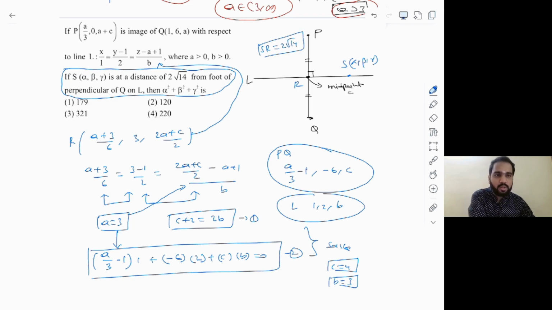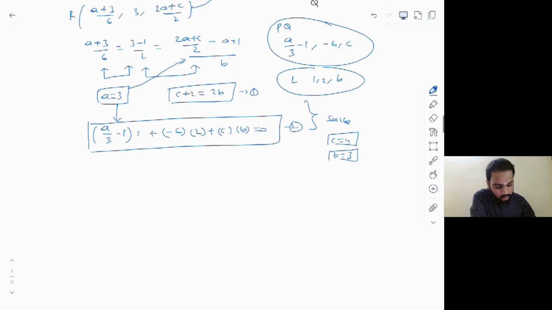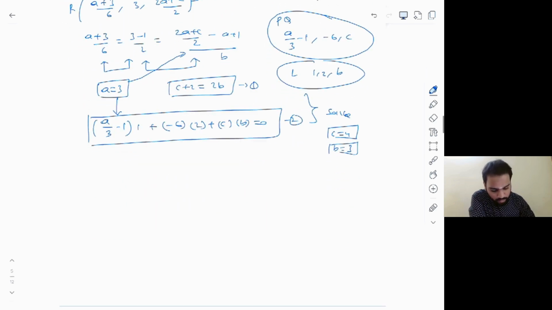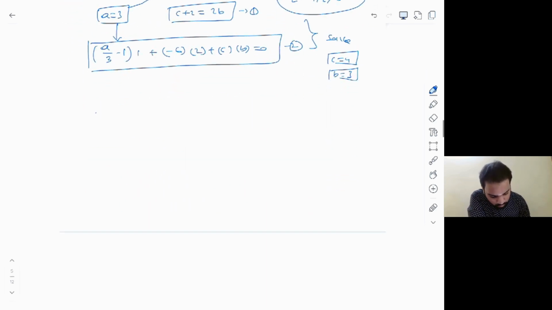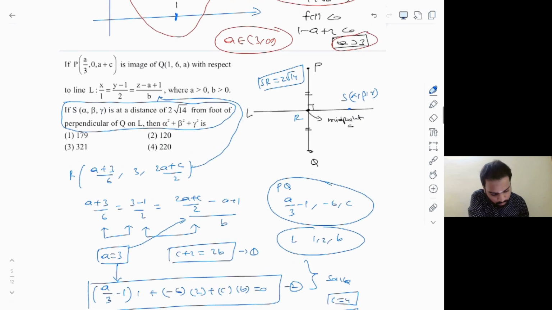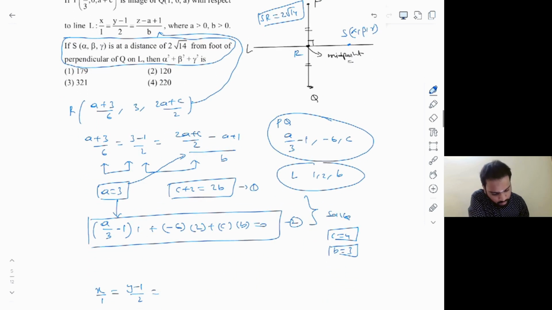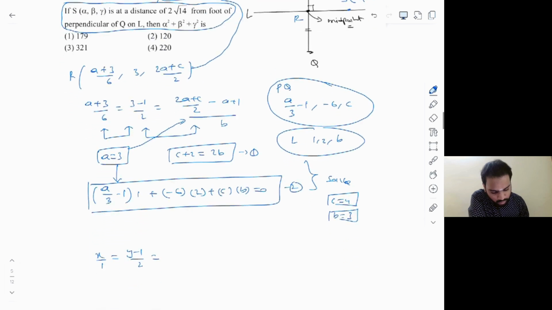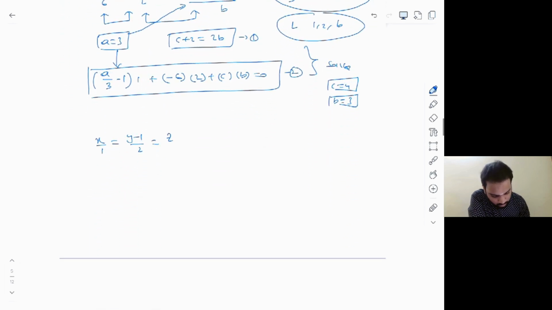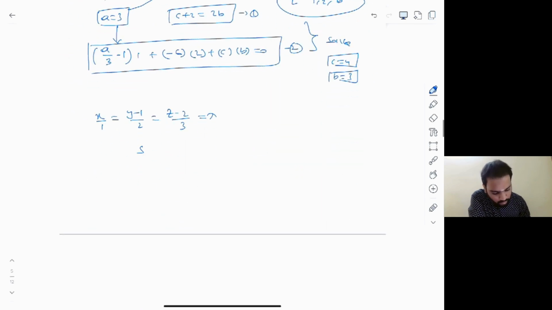But you know very well how to assume a point on the line, right? We just equate it to some constant. So let us write down the equation of the line, which is x by 1 equal to (y minus 1) by 2 equal to, since we have got already a is equal to 3, let's put that, (z minus 2) divided by 3, and you will take it as lambda. Finally you can assume your point on the line, that is lambda comma 2 lambda plus 1 and 3 lambda plus 2. So this is your point S.